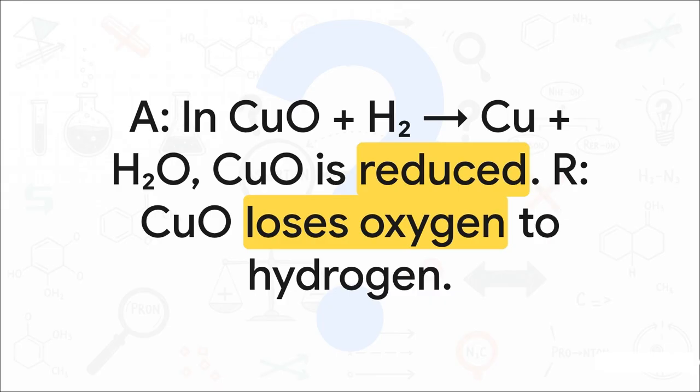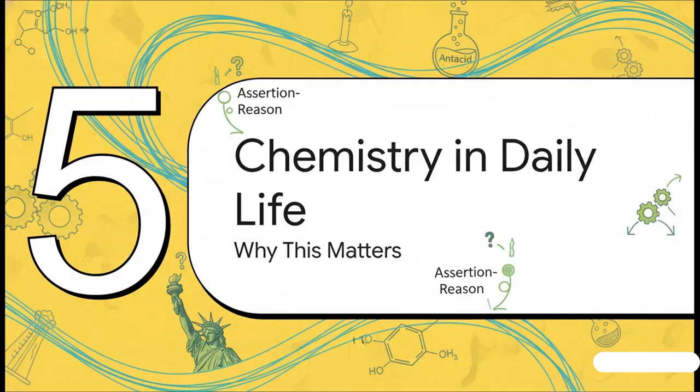Now for the reason. Does it lose its oxygen to the hydrogen? Let's check. The hydrogen starts as H2 and ends as H2O. It gained the oxygen. So yes, the reason is also true. Final step: does the reason explain the assertion? Yes, the reason it's called reduction is because it loses oxygen. It's a perfect explanation.